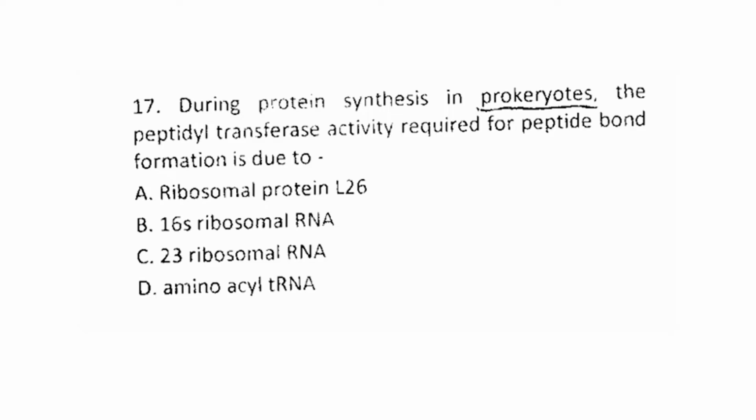Next question is during protein synthesis in prokaryotes, the peptidyl transferase activity is required for peptide bond formation. This is due to a ribosomal protein L26, 16S ribosomal RNA, 23S ribosomal RNA, or amino acyl tRNA. So it is due to the 23S ribosomal RNA of the large subunit.